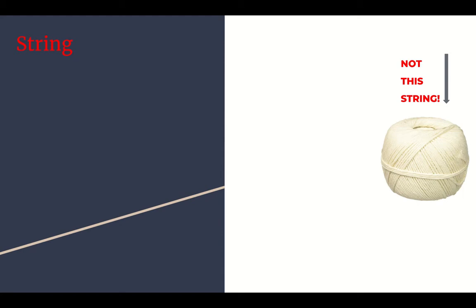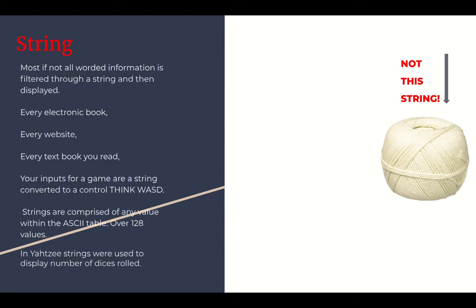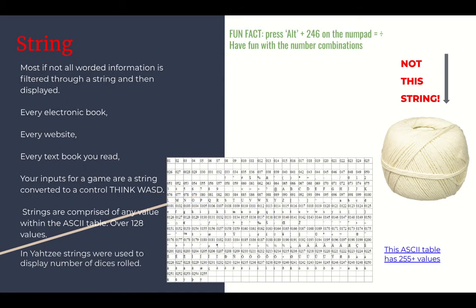Next is string. A string is any finite sequence of characters which can include letters, numerals, symbols, and punctuation marks. It appears in our daily life, in every book, every website, in every game. And it can have over 128 values on an ASCII table. The disadvantage is it can't do 1 plus 1.